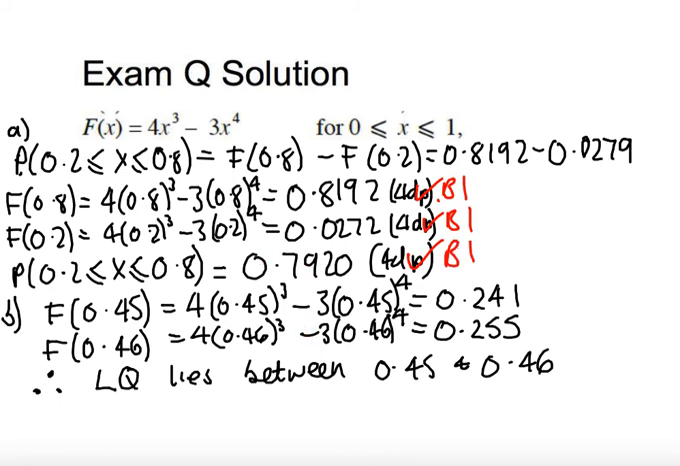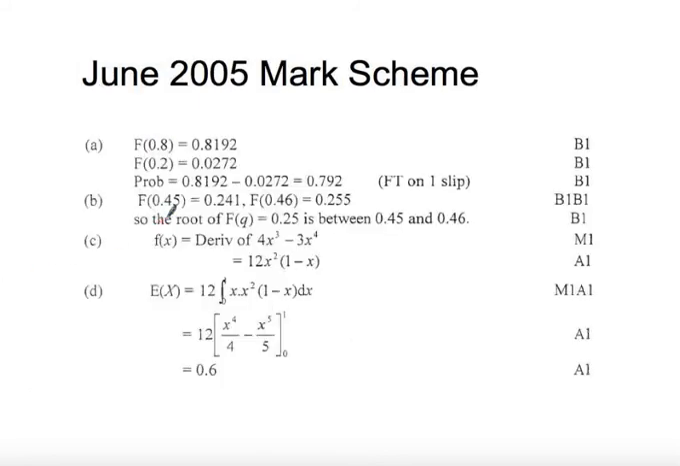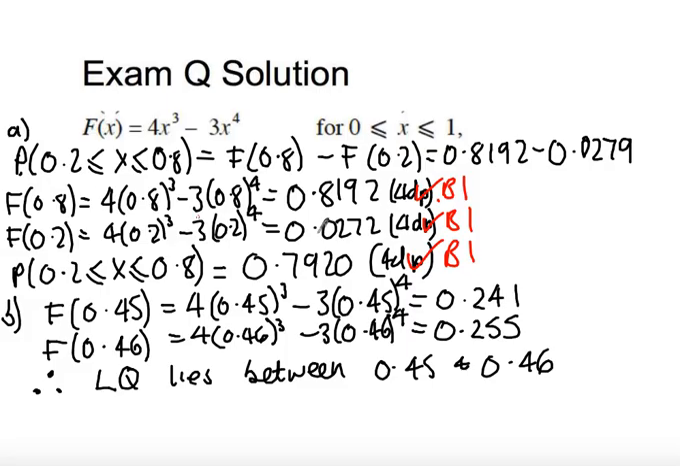Okay, so let's look at part B. Part B, there's marks given for evaluating f of 0.45 and f of 0.46, and then a standalone mark for explaining that the lower quartile lies between 0.45 and 0.46. So remember, there will be a mark for these explanations for stating what it is you found. So here I have one standalone mark, here I have my one standalone mark, and finally this line here, the lower quartile lies between these values, that is one of my standalone marks.